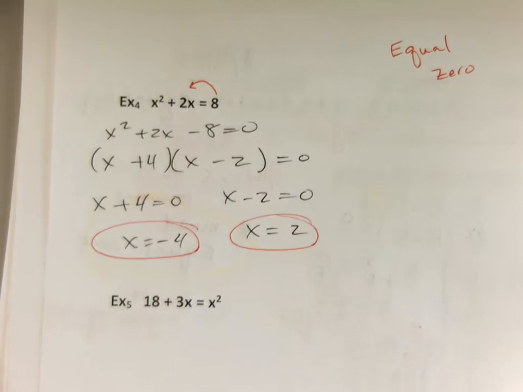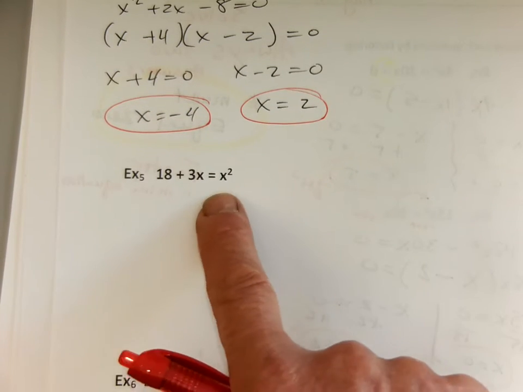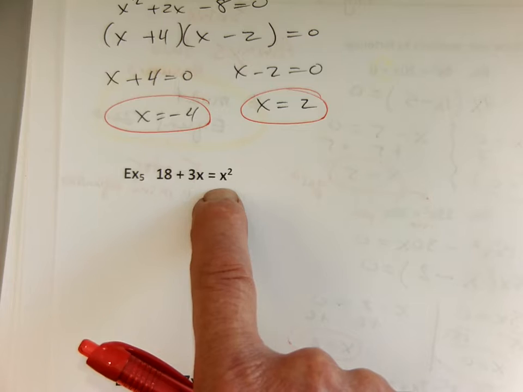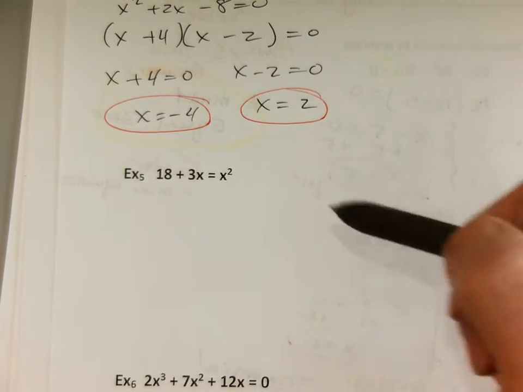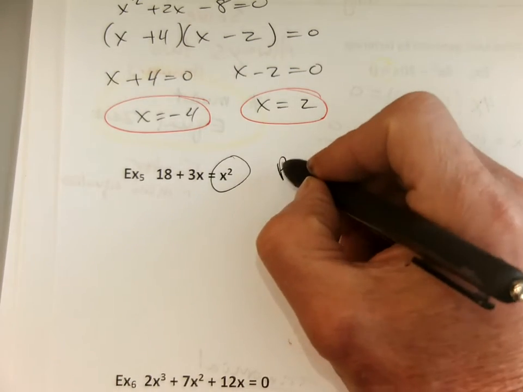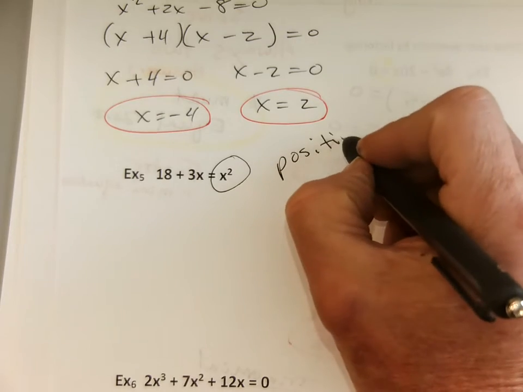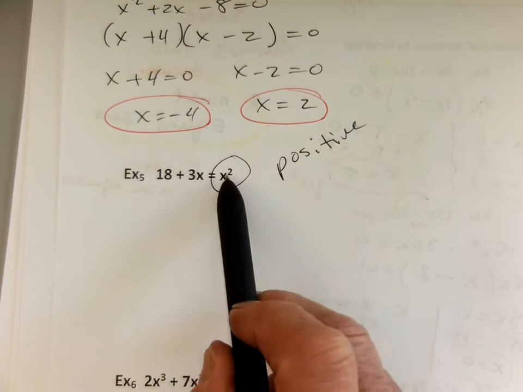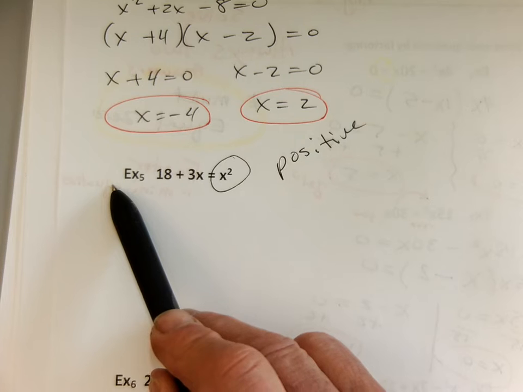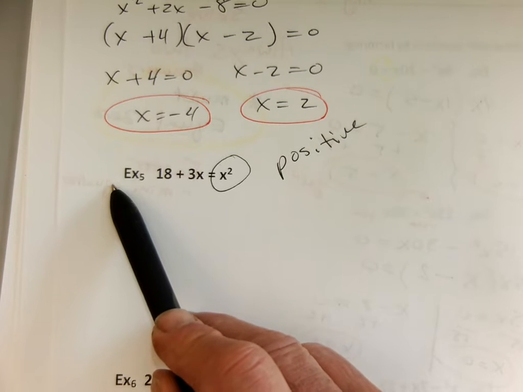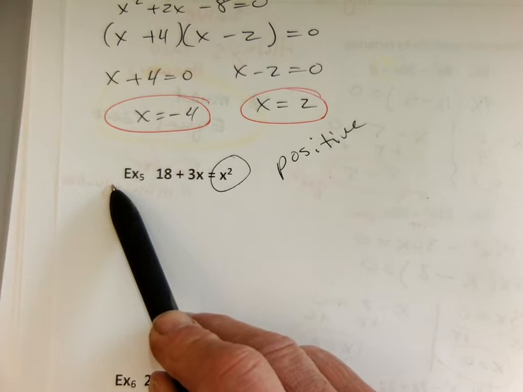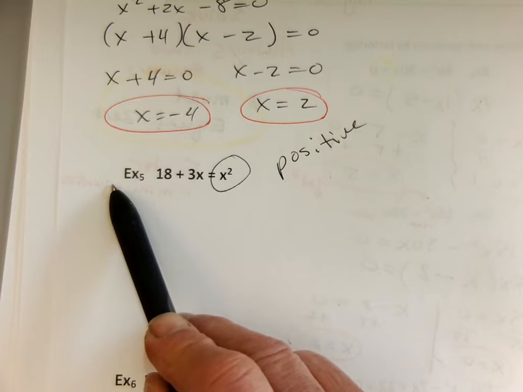Now, example 5. So I really like to have a positive x squared. I like this term to be positive. It makes it easier to factor. So if I move the x squared over, it becomes negative. I don't like that. There you go. And the 3. That's exactly right. That's the way I'm going to do it. Thanks, Grace. I agree with Grace.